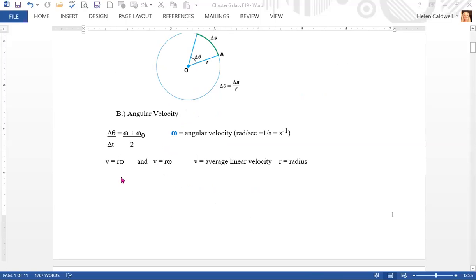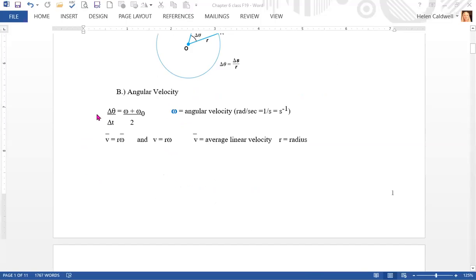All right. So angular velocity is given by the equation delta theta over delta t is equal to omega plus omega 0 divided by 2, where omega, this is the Greek letter lowercase omega. It looks a little bit like sort of a roundy W.